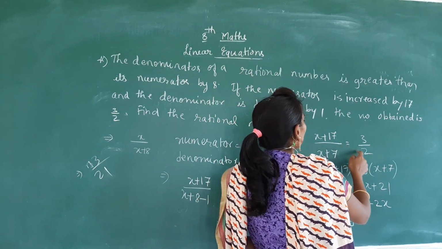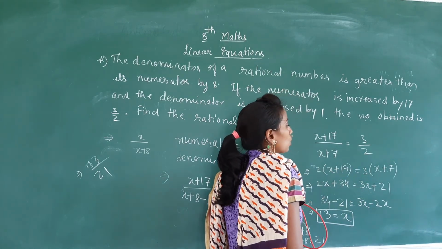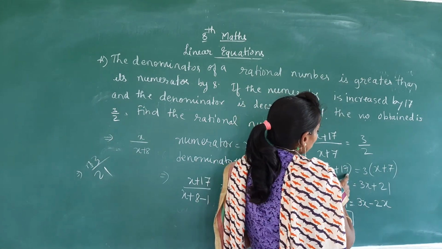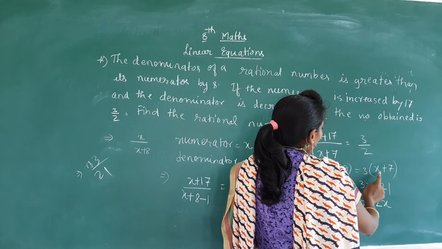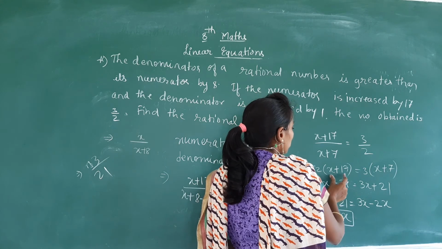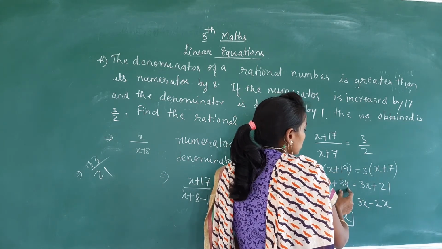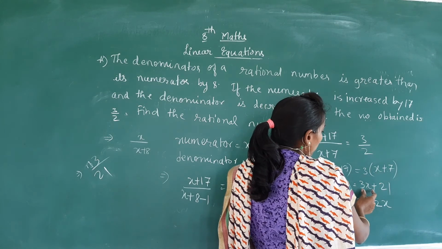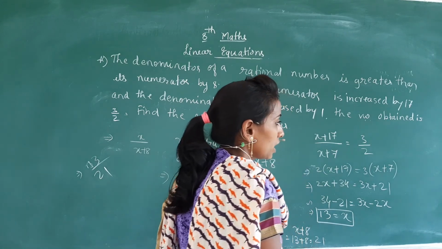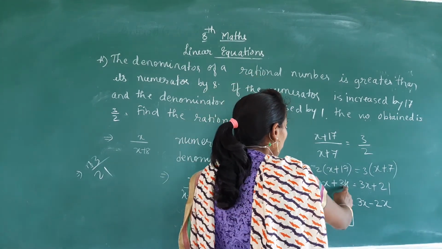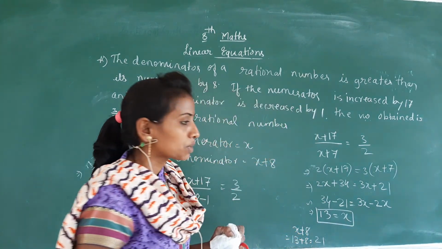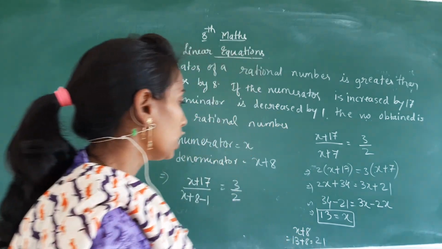Now I am doing cross multiplication, 2 to the numerator and 3 to the denominator. 2 into the bracket x plus 17 is equal to 3 into x plus 7. Multiply the constants to the bracket. 2 into x is 2x plus 2 into 17 is 34, equal to 3 into x is 3x plus 3 sevens are 21. Take variables to one side and constants to the other side. 34 minus 21 is equal to 3x minus 2x. Now do the subtraction. We get the x value as 13.